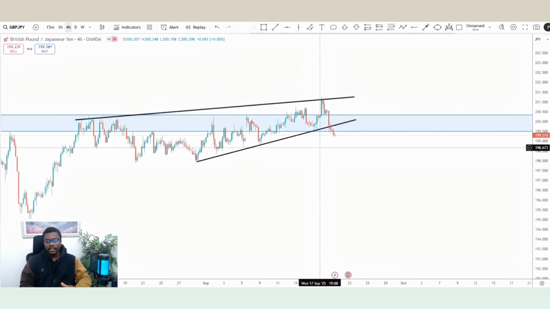But I will be looking to see price move to the downside to retrace a bit this week, and then see whether or not at the end of the week the sellers will be exhausted and buyers will start coming in, or if we will still have more selling pressure.